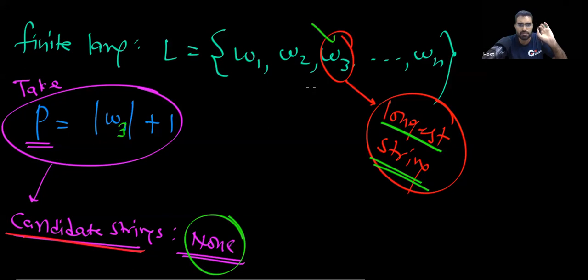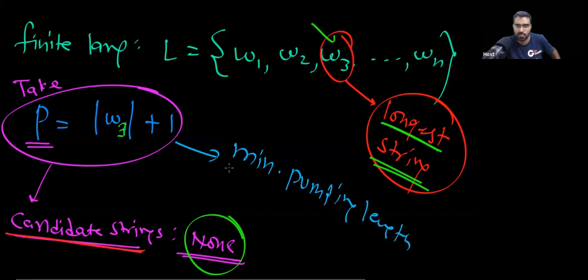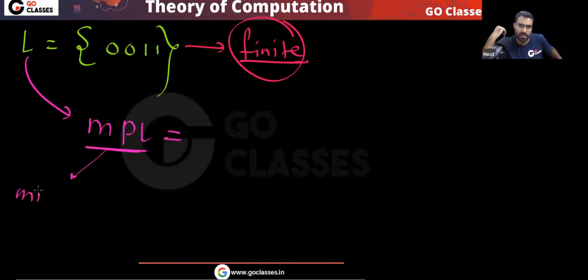Okay. So I'm just saying that if you take P equal to the length of the longest string plus 1, then there will be no candidate string. Na rahega baans, na bajegi bansuri. So there is no candidate string, so there is no problem. So this P will work, and I can simply say this is your minimum pumping length. Is this point clear? So for this language, what will be the minimum pumping length?